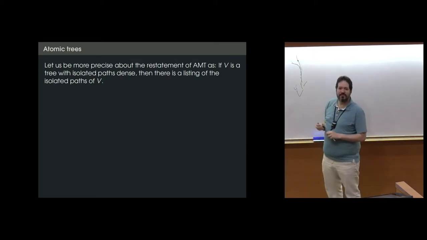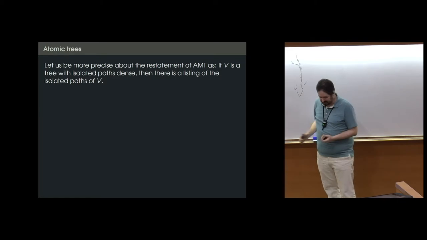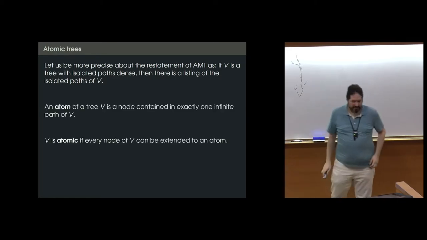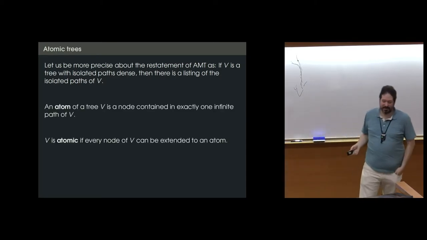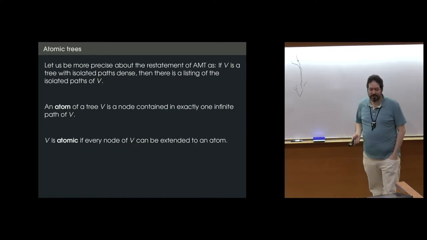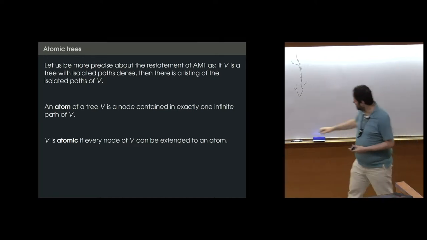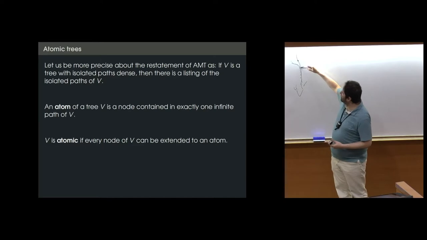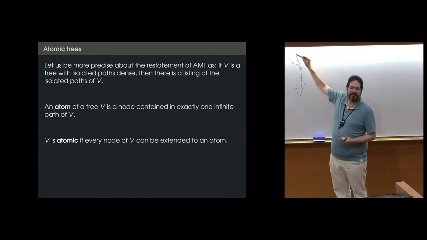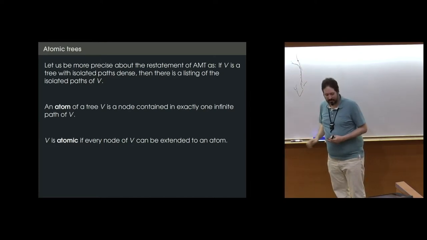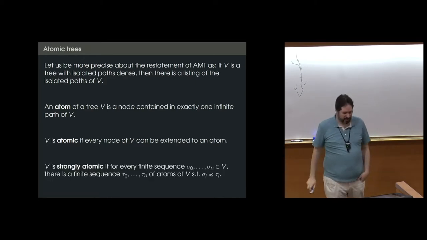There's only one infinite path above it. So that's an atom. And then we can talk about what an atomic tree is. An atomic tree is one where every node can be extended to an atom, or it's the same as saying that every node can be extended to an infinite path. Okay. Great. So we seem to be in the same kind of situation.